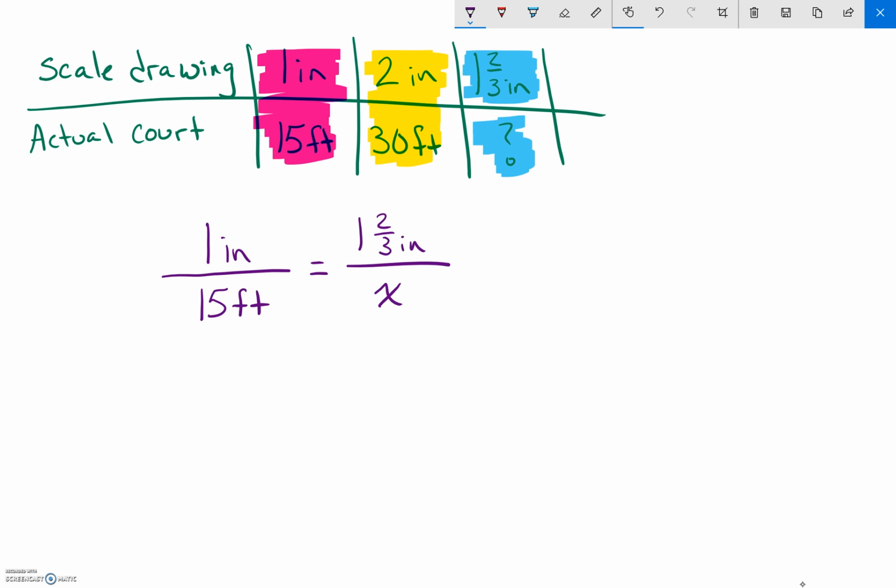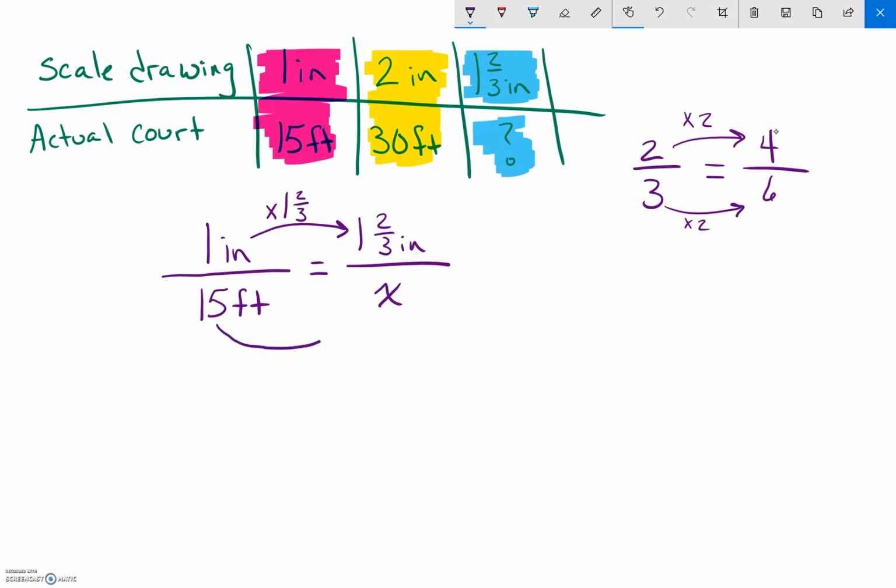So just like when you're working with equivalent fractions, if I said 2/3 is equal to 4 over blank, you would say, oh, well, you multiply 2 times 2 to get 4, so you multiply 3 times 2 to get 6. So those are equivalent fractions. We're doing the same thing here. So what do you multiply 1 by to get 1 2/3? Yeah, multiplied by 1 2/3. So if we do that in the numerator, we also have to do that in the denominator.